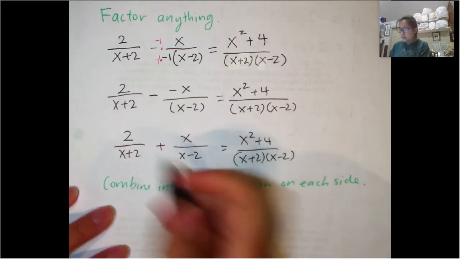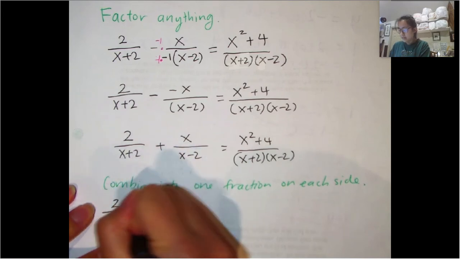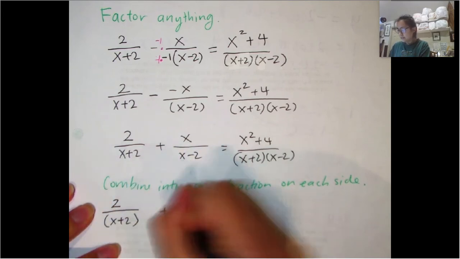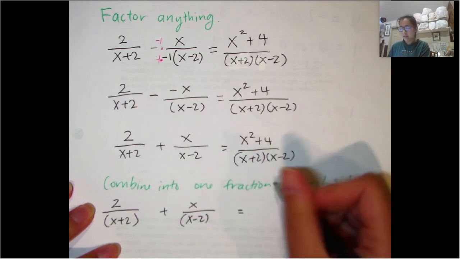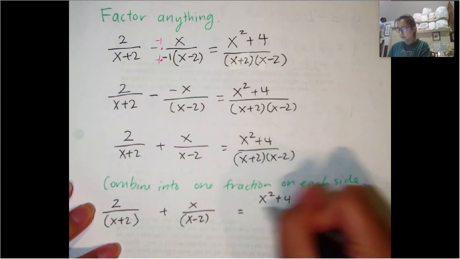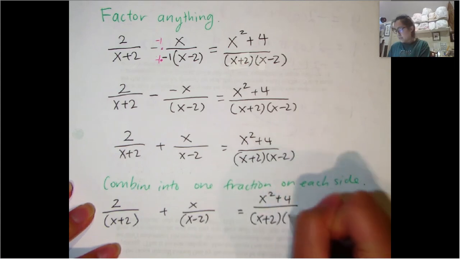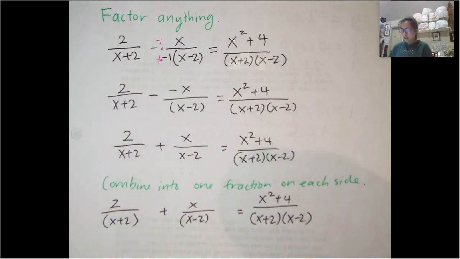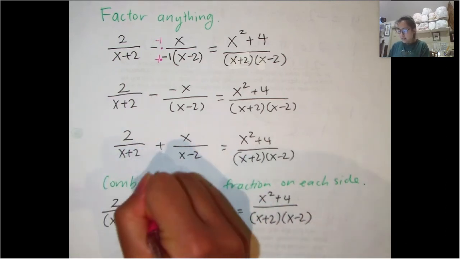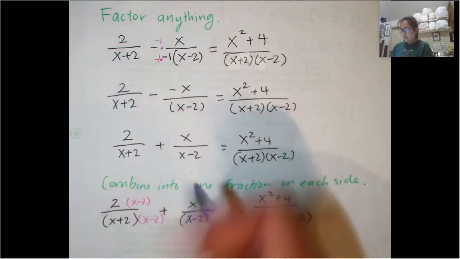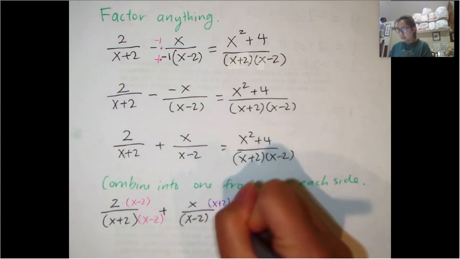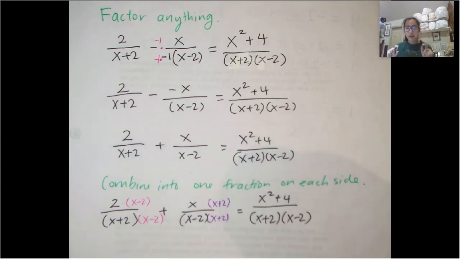For this one, you're going to want to find a common denominator. Since both denominators are completely different, you can just multiply the denominators together to get your common denominator. For the first fraction, you'll want to multiply by x minus 2 over x minus 2. And then for the second fraction, you'll want to multiply by x plus 2 over x plus 2. When you're multiplying by something over itself, it's the same as multiplying by 1, so you're not changing the problem.